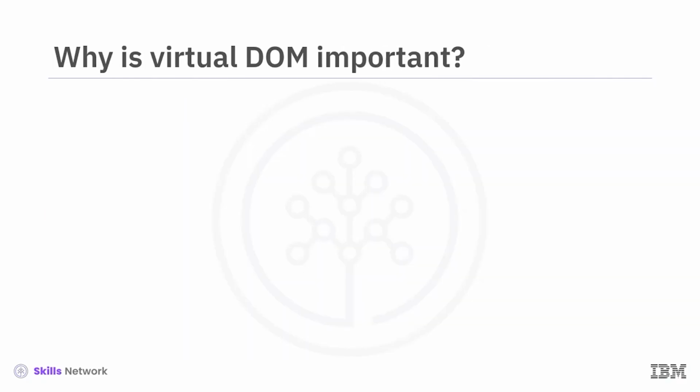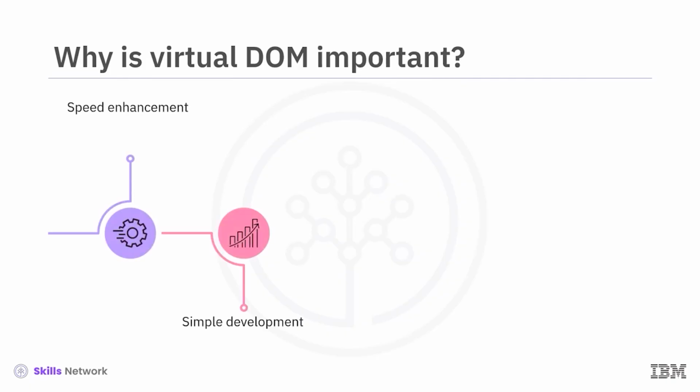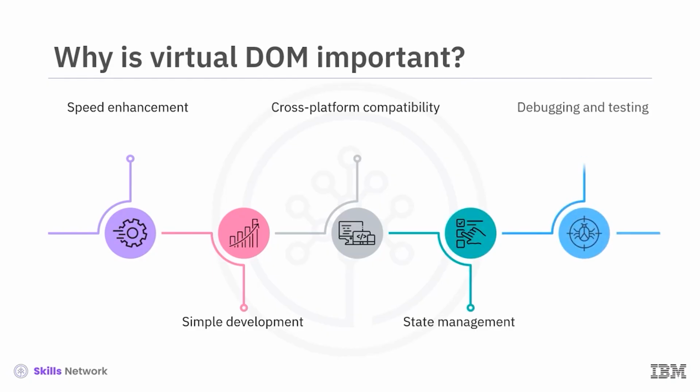Virtual DOM is important in React. It offers speed enhancement, simple development, cross-platform compatibility, state management, and debugging and testing. The virtual DOM boosts web application speed by reducing the frequency of DOM changes. Developers can concentrate on developing declarative code without being concerned about the intricacies of DOM manipulation.